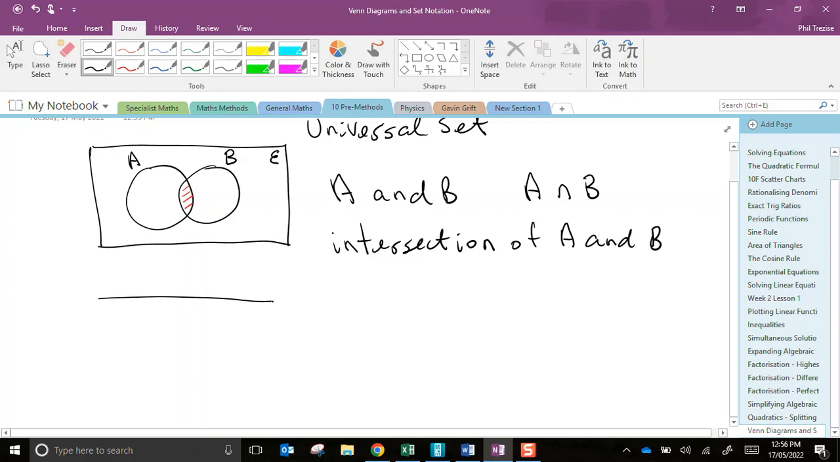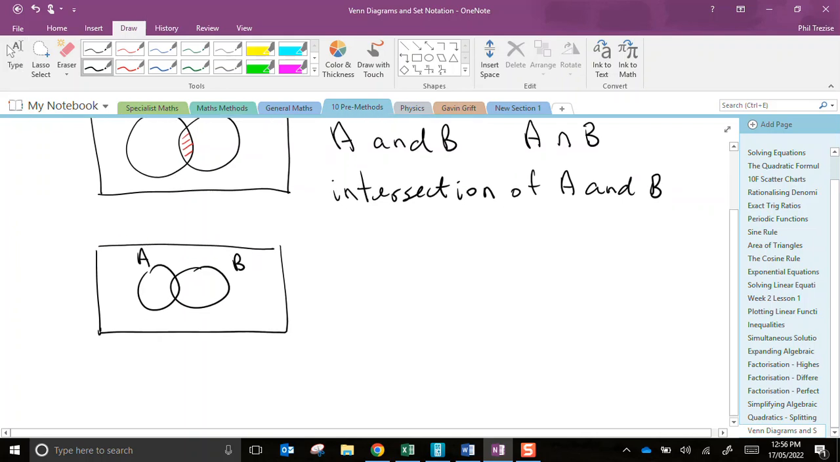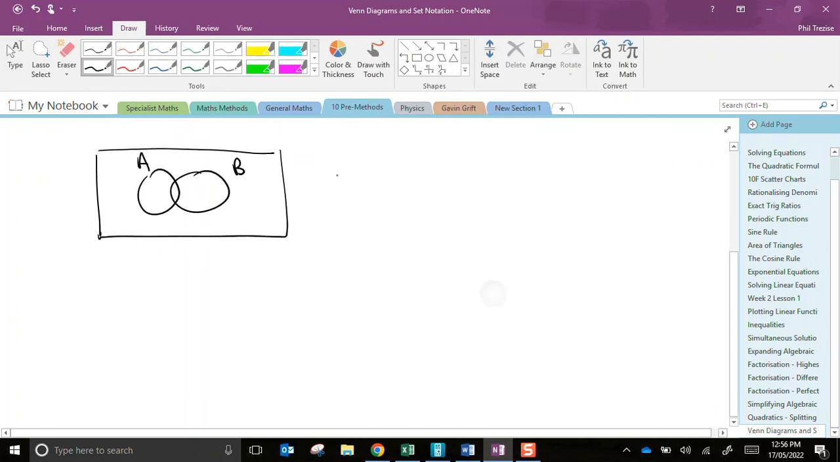Now let's have a look at a different relationship that we could have. Again, we could have set A, we could have set B. Now, what if this time we're interested in an object or an element that belongs to set A or B? What would I have to shade in? Well, I'd shade in pretty much all of those, wouldn't I? I'd more or less join the two sets together into one much larger set. Don't forget to put epsilon in the corner to represent the universal set.